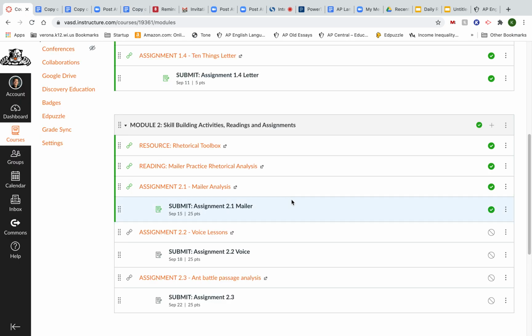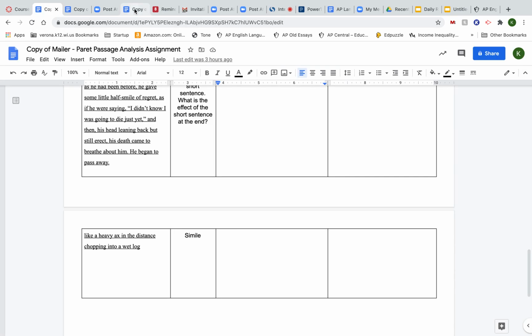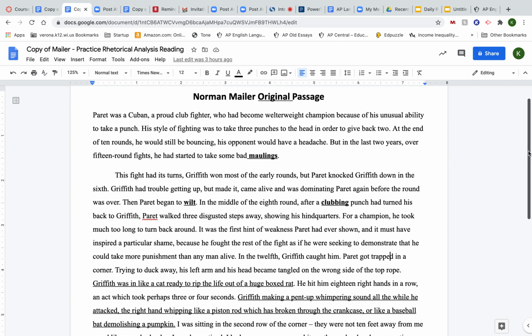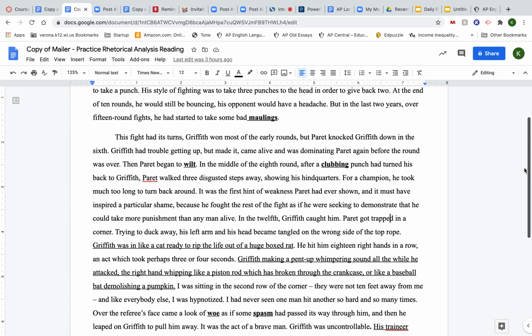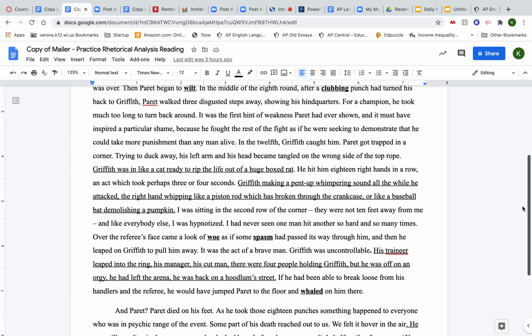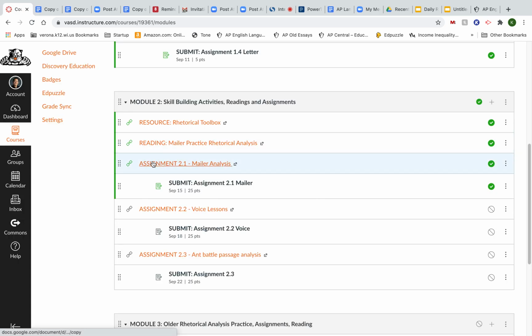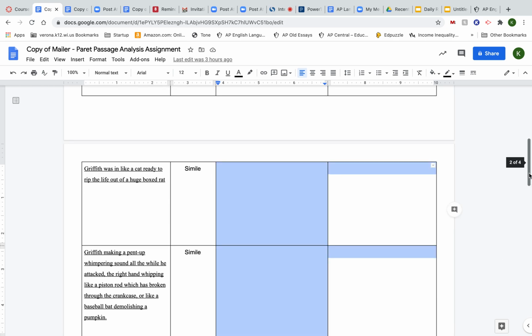So then our next task was to click on the Norman Mailer Practice Rhetorical Analysis. So you're going to click on that, and you're going to read this amazing description by Norman Mailer, who writes about two boxers really going at it in a very descriptive way. So you're going to read it, and then you're going to come back here. Then you're going to click on the Mailer Analysis 2.1. You're going to click on this. And then what you're going to find is you're going to find this.